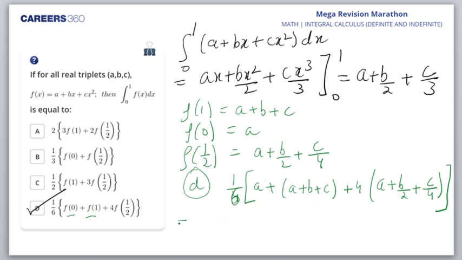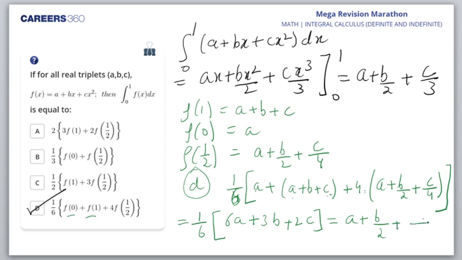Now if I solve it, I get 1 by 6. A and 4a, I'll get 6a, plus b and 2b, I'll get 3b, and c and c, I'll get 2c. I hope I have spoken it correctly. So when I divide it by 6, I get a plus b by 2 plus c by 3. And this eventually is the result which we had on integrating this.